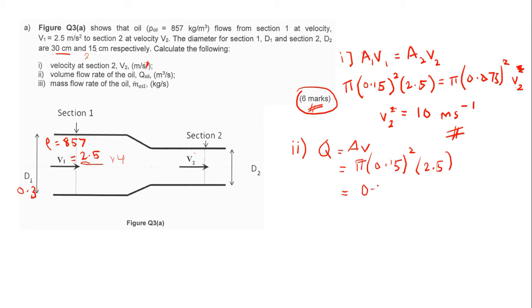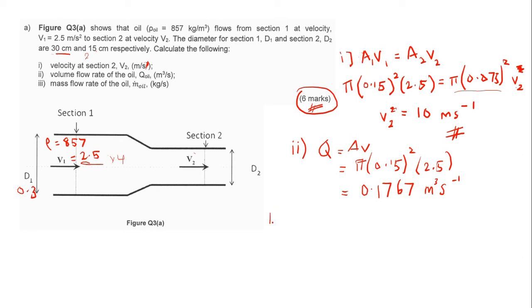0.1767, and the unit is... meter cube per second. Meter cube per second, don't forget. So if you choose A2 V2, it should give you the same answer. The answer should be about the same, right? So just check, in case it's wrong. Correct, sir. Okay, good.